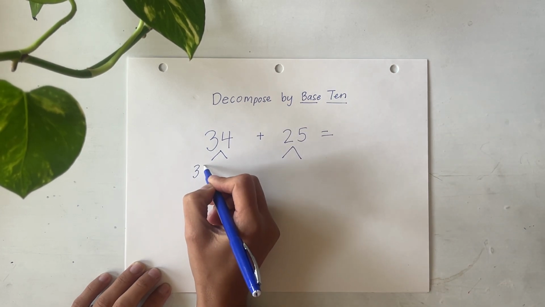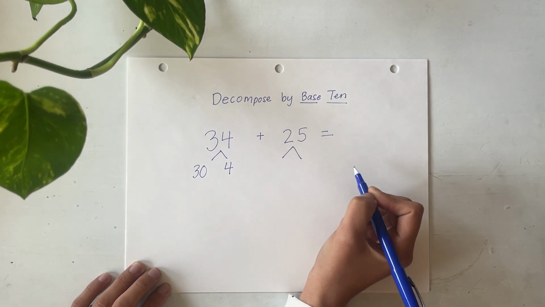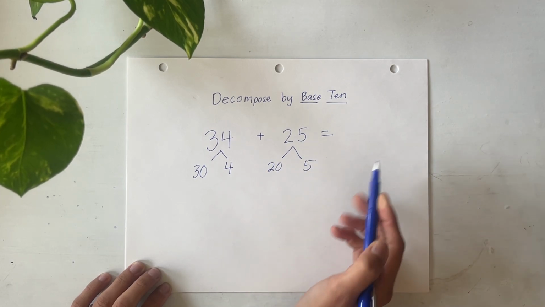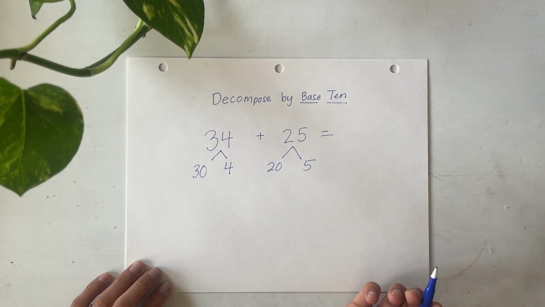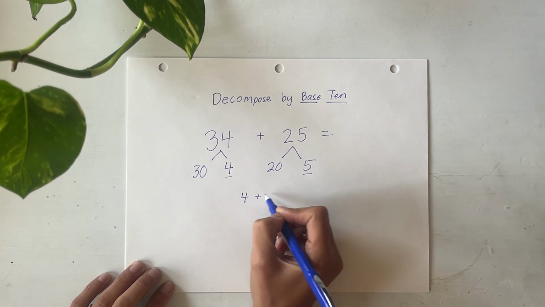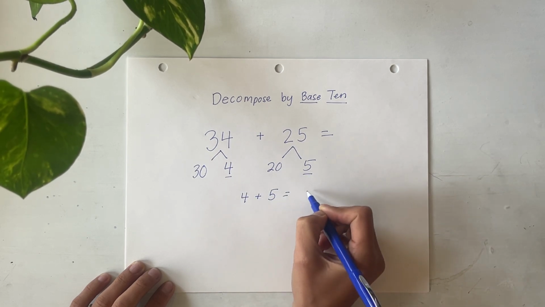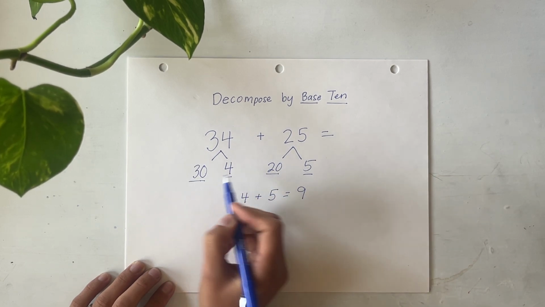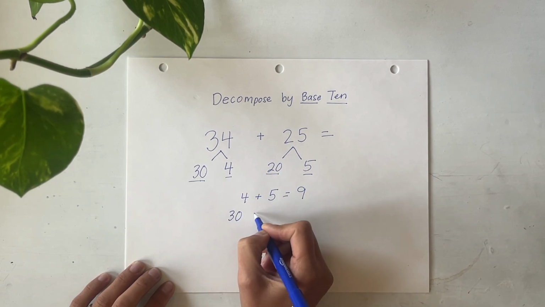For 34, we have 30 and we have 4. For 25, we have 20 and we have 5. We always work with the ones first. So we're going to take these two numbers and we are going to add them. We are then going to take the two tens and we are going to add those.